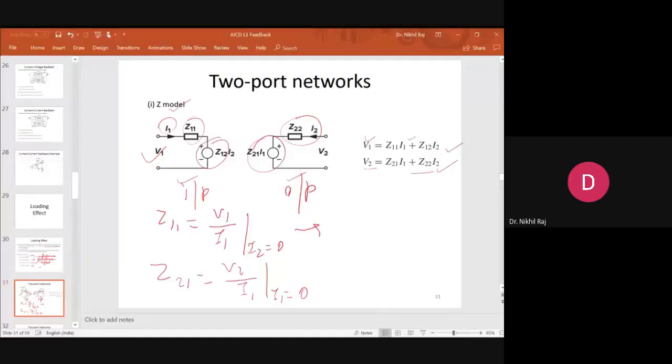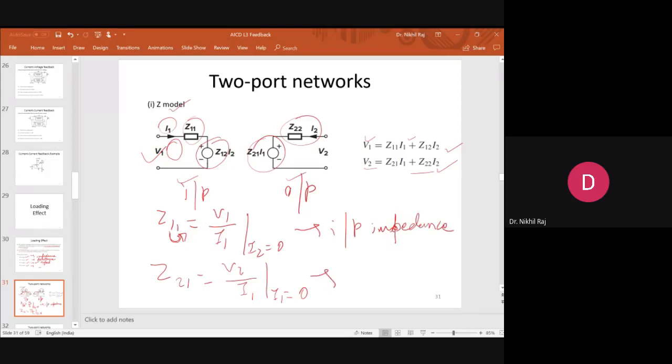So what will be the name of Z11? We are moving from input to output, and the unit is V by I. Sorry, not input to output. We are moving from input to input, that is port 1 to port 1. We are itself in port 1. So this Z11 is called your input impedance.